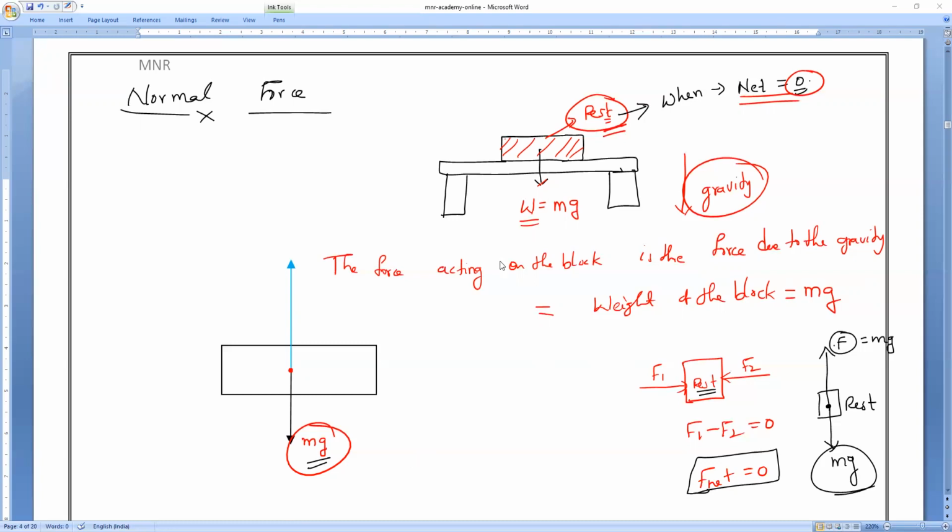So all of you observe very carefully. Now, here two surfaces are in contact. What are the two surfaces in contact? One is the object, the block. Another one is what? Everybody, the table. Is it clear, everybody?